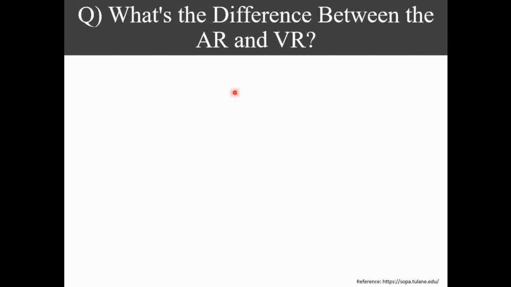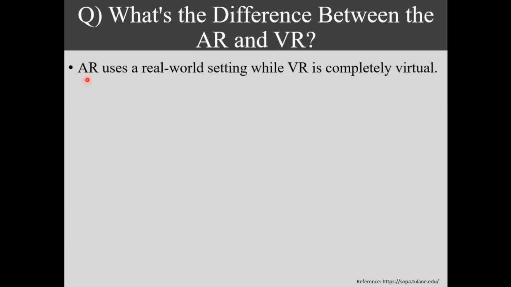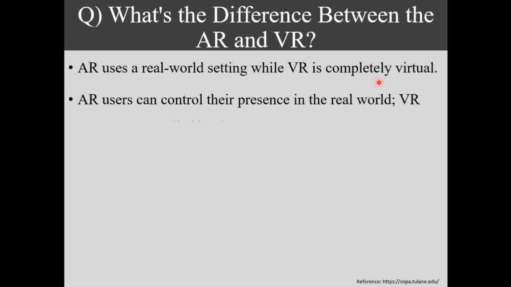Next one, what is the difference between AR and VR? Okay, so AR stands for augmented reality and VR stands for virtual reality. Might be all of you are aware of that. The VR device is there. With the help of that, we are going to observe the things which are present in the virtual world. So we will find out what the differences between them are. So the first thing, AR uses real world setting while VR is completely virtual. So in augmented reality, real plus virtual is the combination, and in VR completely virtual things are there.